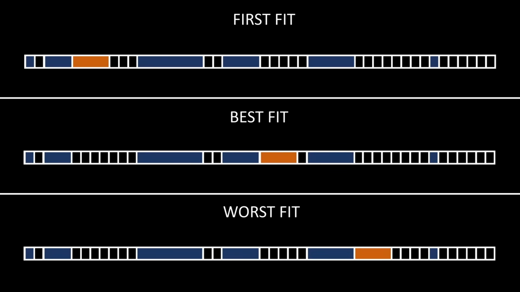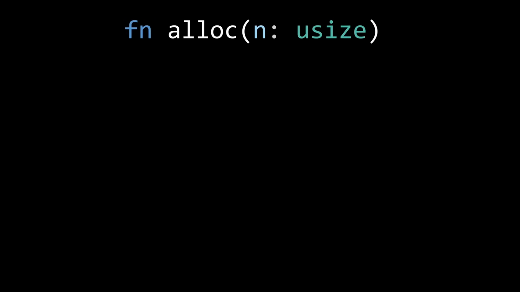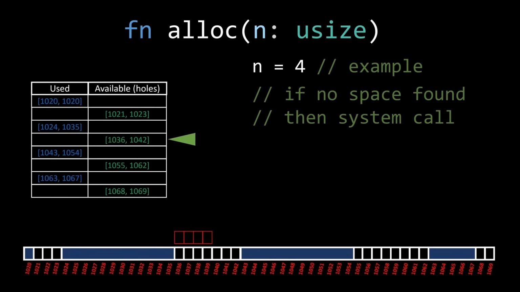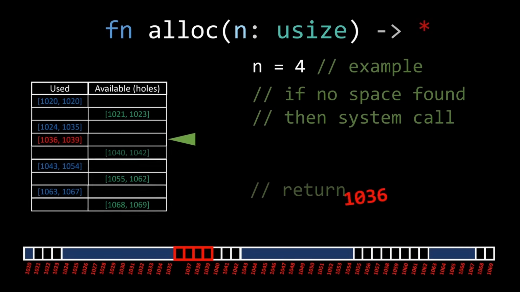To finish this section of the video, let's organize what we've learned up to this point. We'll define 2 functions, alloc and free. The alloc function takes a parameter n, representing the size in bytes of the value we want to store on the heap. Internally, alloc will employ some of the discussed strategies to locate an available subregion in the heap, ensuring it is at least n bytes in size. If no suitable subregion is found, alloc invokes a system call to request more memory from the operating system. Once the required space is identified, alloc updates the data structure managing the heap's state and returns a pointer to the allocated region.